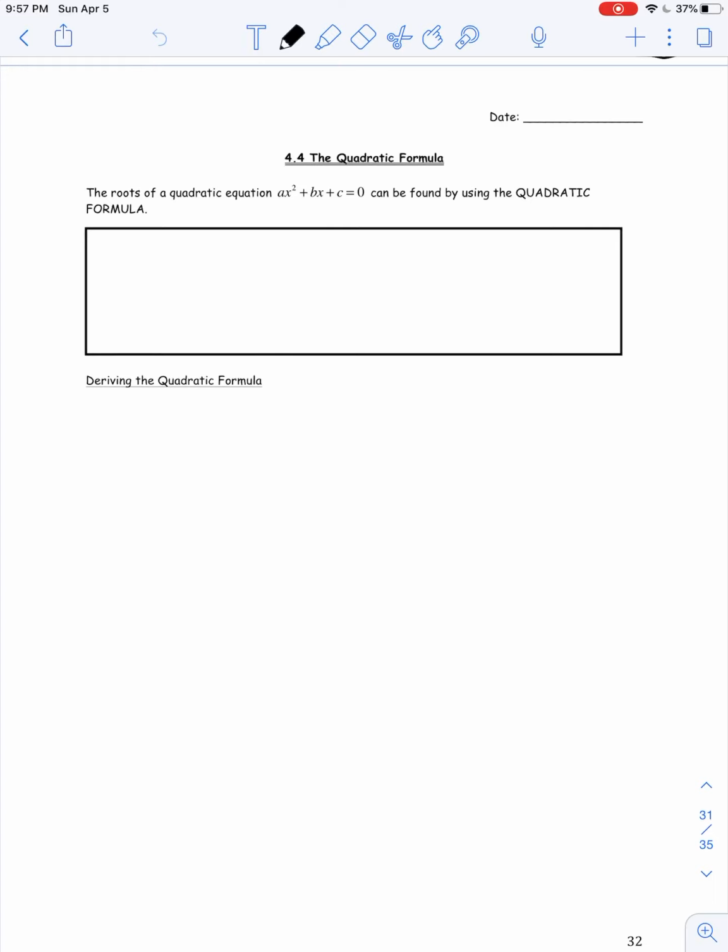Hey Math 20-1 students, we're looking at lesson 4.4, the quadratic formula. We've actually looked at the quadratic formula in the radicals unit before, but we're going to come back to it. This is that formula that we've already seen. It's on your formula sheet, so there's never any memorizing with this, but I wanted to show you how this was created.